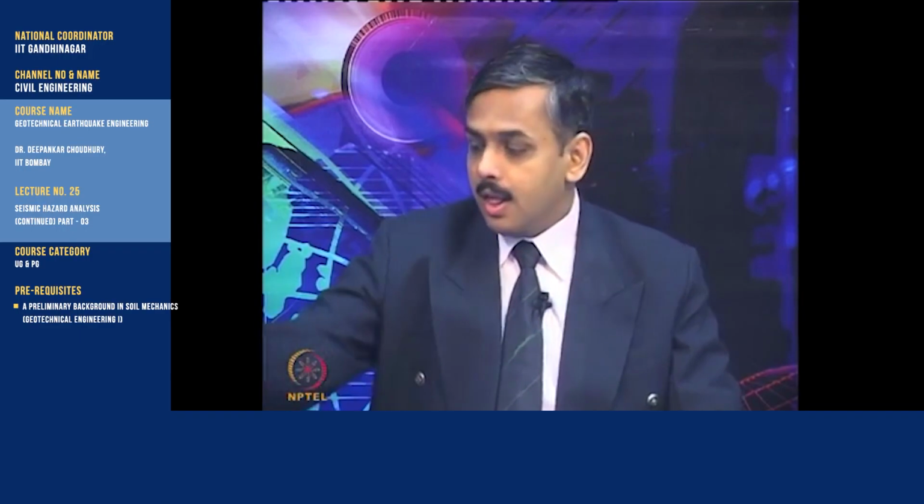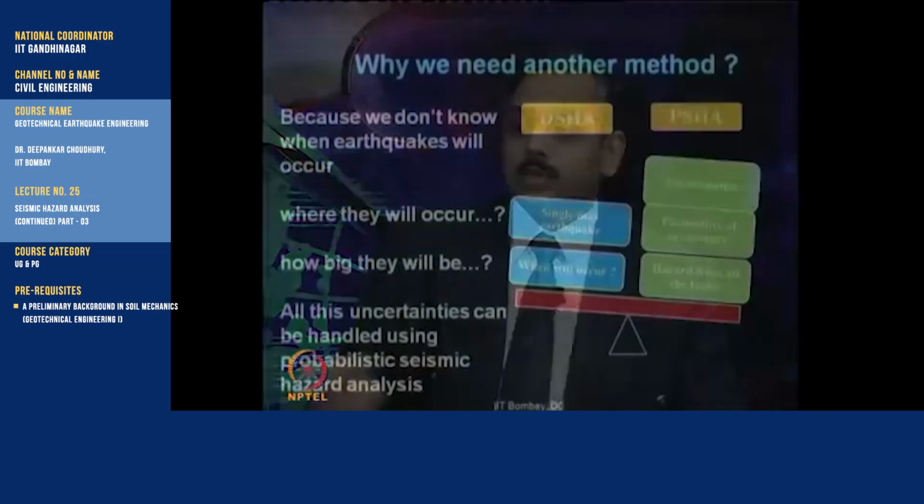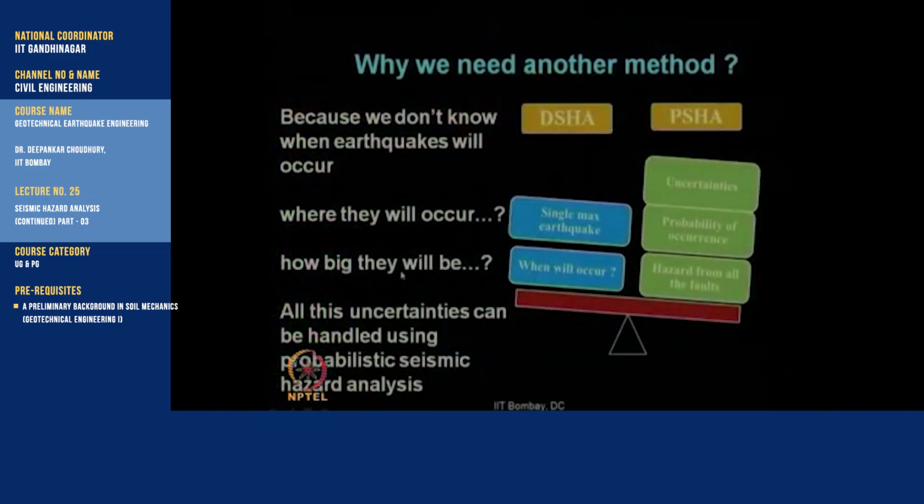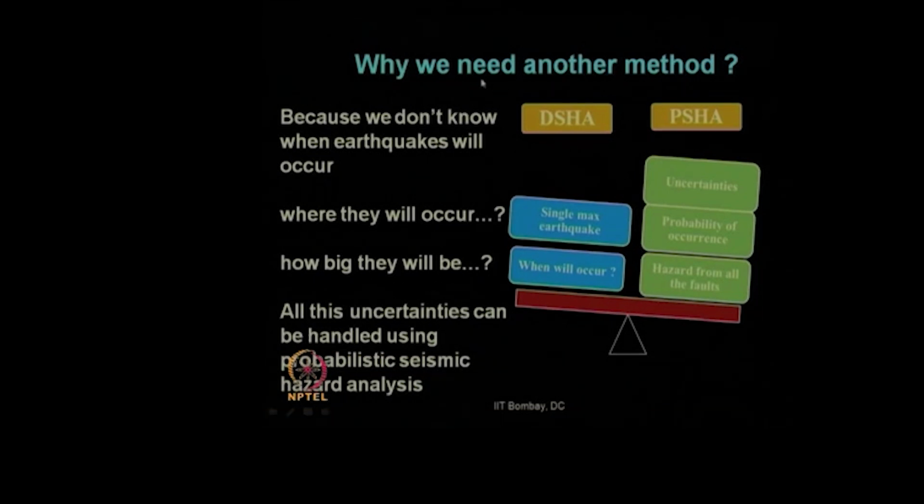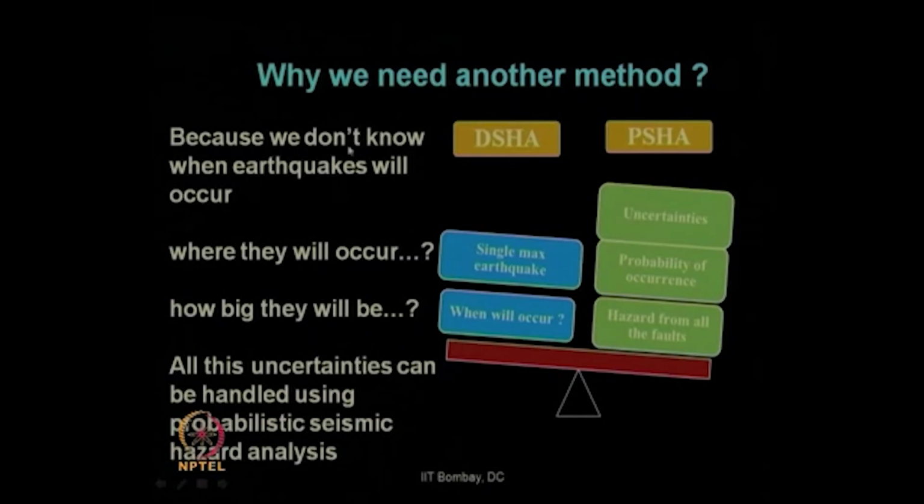Now, we have discussed the deterministic seismic hazard analysis in detail. What are the pitfalls? Let us see. We need another method. Why? Because none of the uncertainties involved in the process of seismic hazard analysis are considered in our deterministic seismic hazard analysis, because we do not know when the earthquakes will occur.